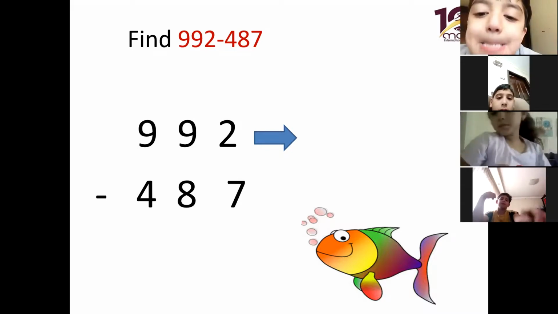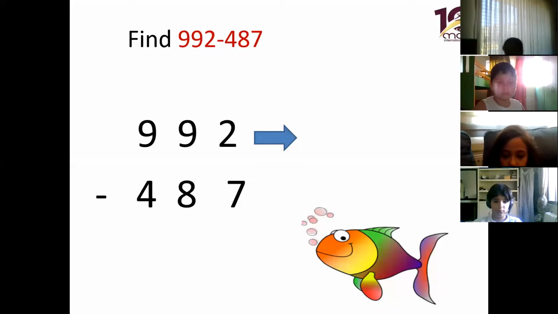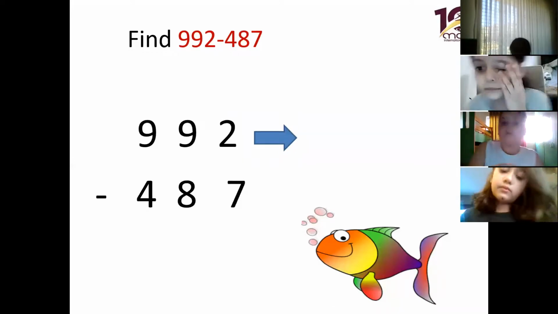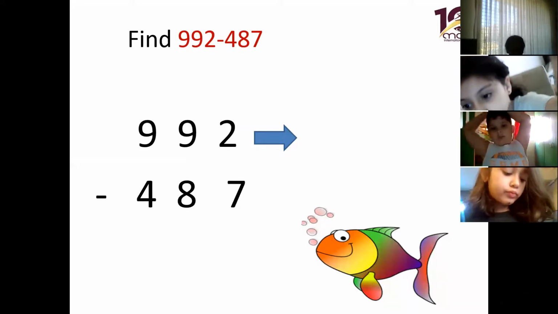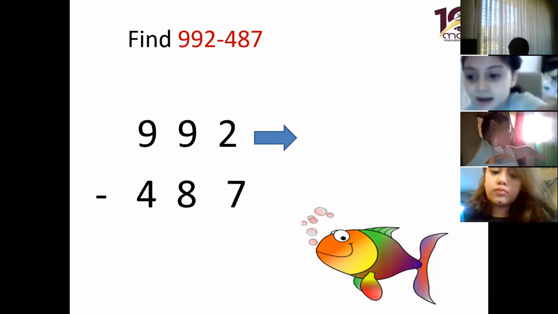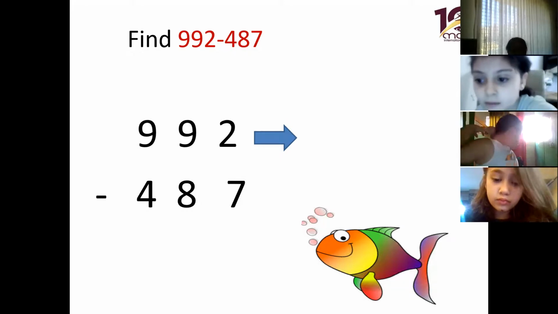Do we start subtracting ones, tens, or hundreds? Come on, I told you that. Ones. We start subtracting ones first. Excellent, ya Malak. Very good. We always start subtracting by ones. And what are the ones here? What are the ones here?